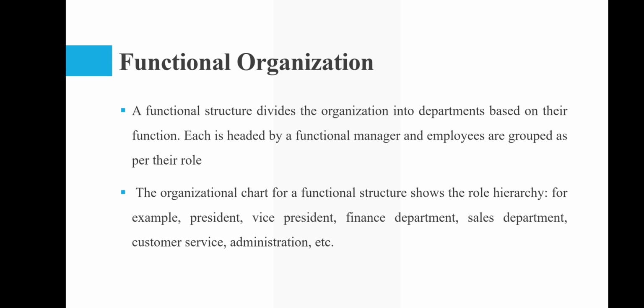And the organization chart of functional structure shows the role hierarchy. For example, president, vice president, finance department, sales department, customer service, administration, etc. This is just like a hierarchy: who will report to whom? So the staff will report to the departmental head. The departmental head will report to the top authority and top management, but they will not report to the project manager. This is a functional organization.